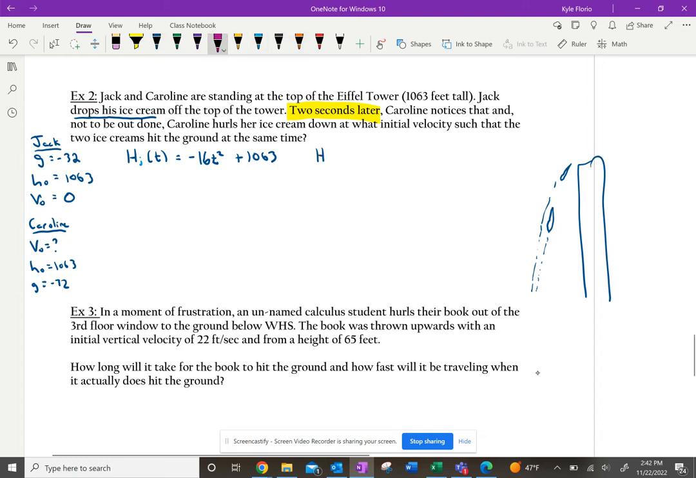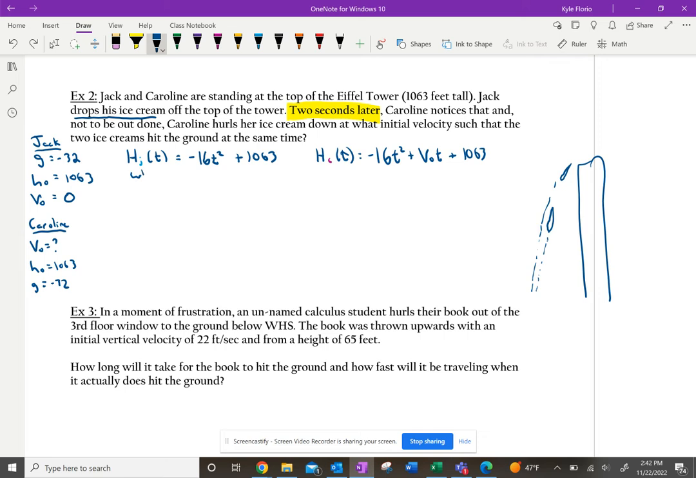Caroline's, I'm going to use C for Caroline's height function. It's still going to be negative 16t squared plus whatever her initial velocity is times t plus her starting height, which is 1063. And this is what we're trying to find in the end of the problem. How fast does she need to throw it? So how long did it take Jack to first hit the ground? Well, to find out when that happened, we want to find out when he hit the ground.